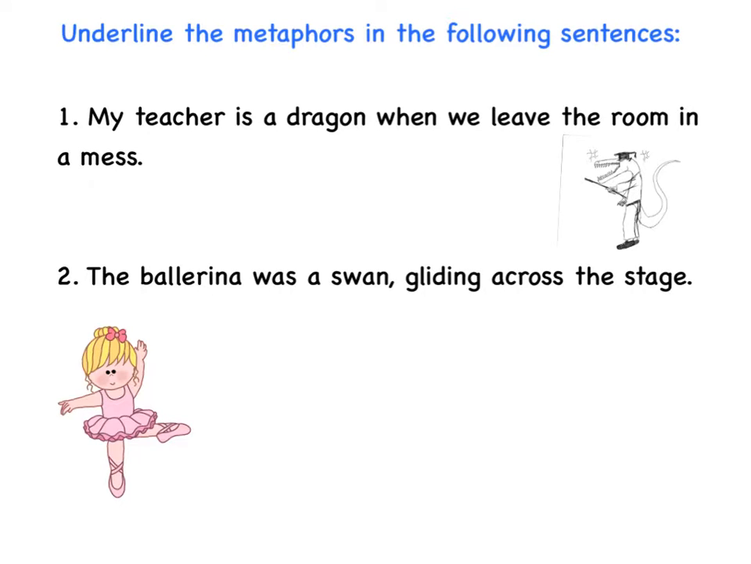Okay, let's have a look at these two sentences, and I'm asking you to underline the metaphors in the following sentences. So, after the explanation, you might like to pause the video, write out the sentence and underline where you think the metaphors are. Let's have a look at question 1. I'll read the sentence to you. My teacher is a dragon when we leave the room in a mess. Number 2. The ballerina was a swan gliding across the stage.